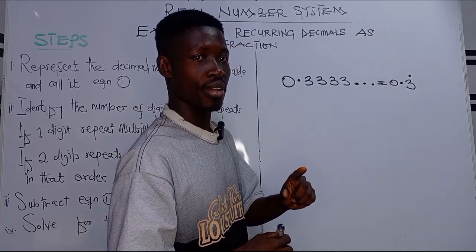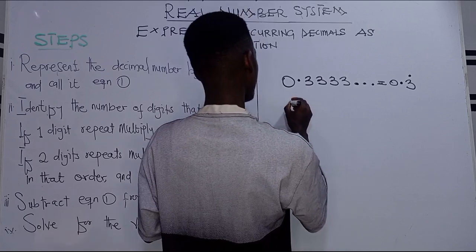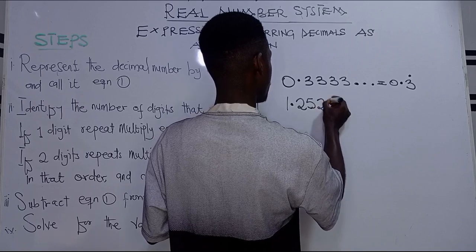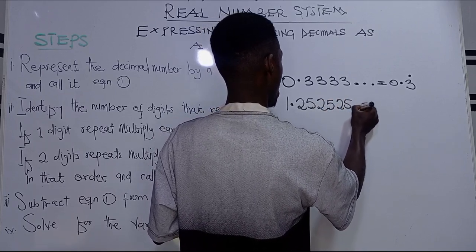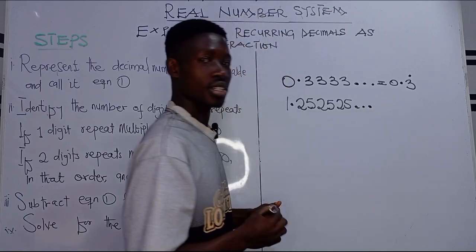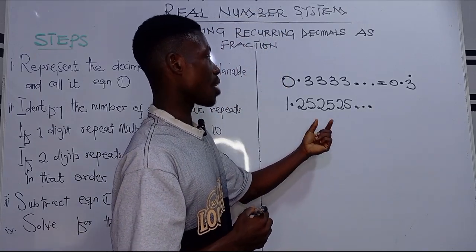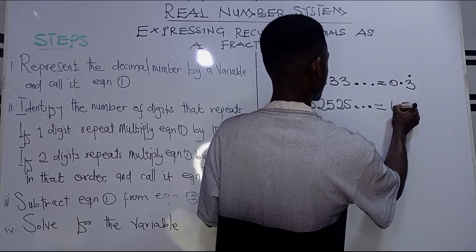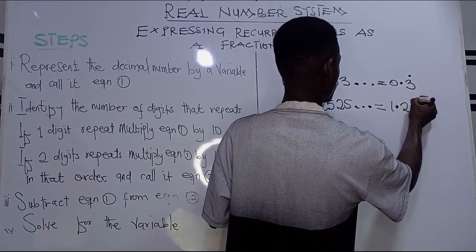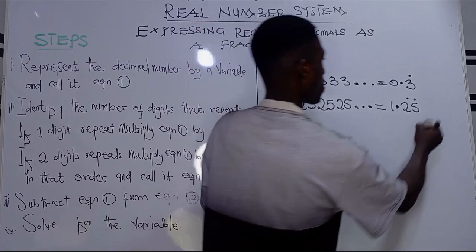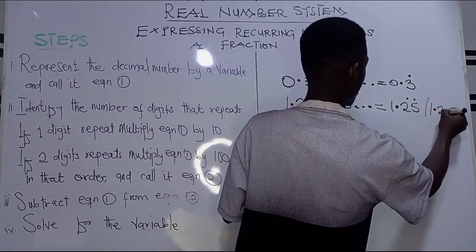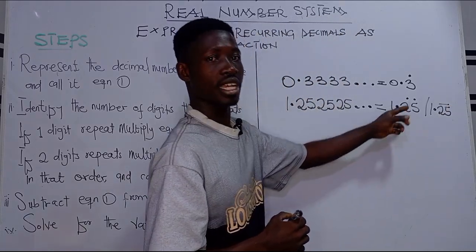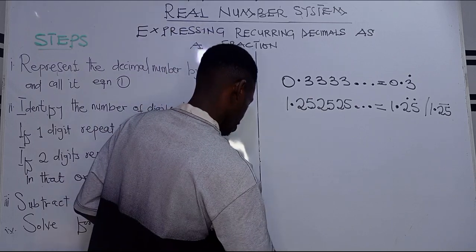Another example of a recurring decimal is 1.252525 up to infinity. We can shorten this or rewrite it as 1.25 with dots, or 1.25 with a dash. This means that the number 25 is recurring or repeating.